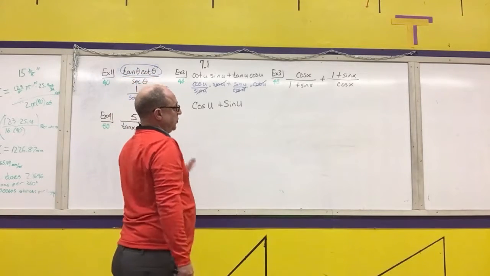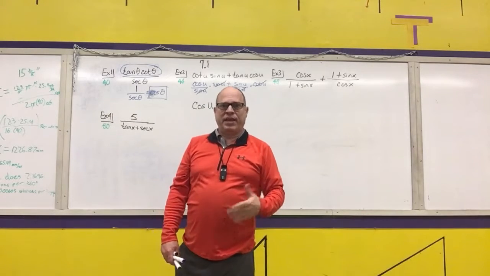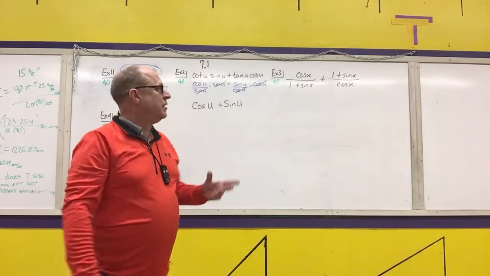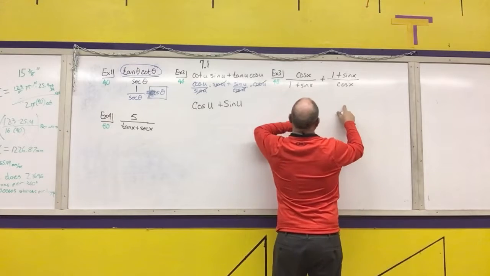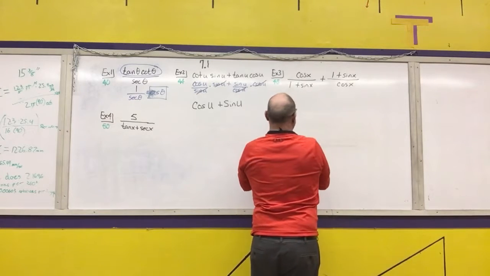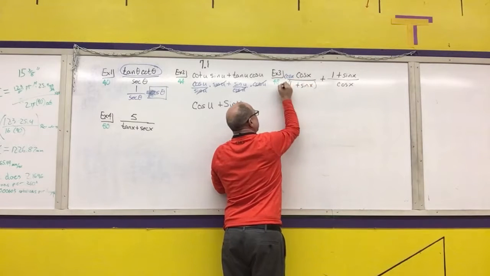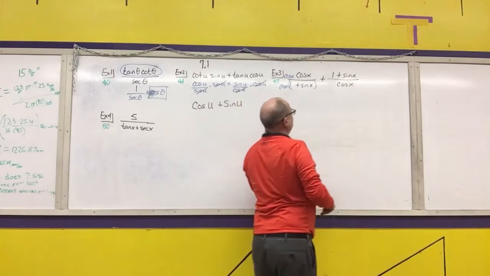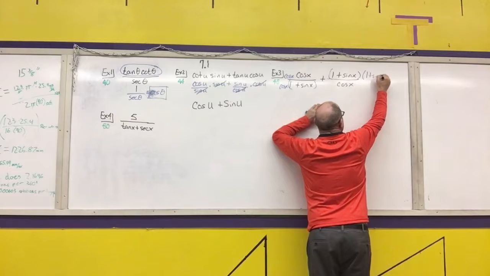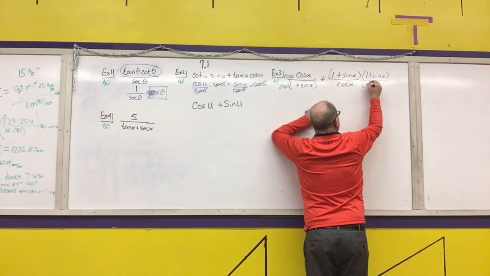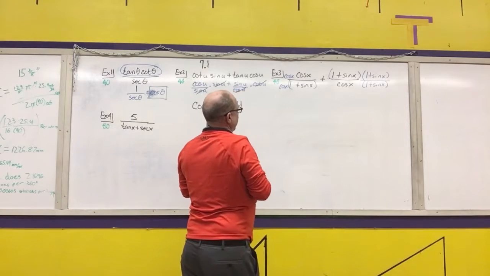The next problem is an addition problem. It's actually an addition problem of fractions. In order to add fractions, I have to have a common denominator. Well, the common denominator here is going to be 1 plus sine x times cosine x. So I need to multiply the left side times cosine x over cosine x. I need to multiply the right-hand side times 1 plus sine x over 1 plus sine x. And let's see what we get for our work.